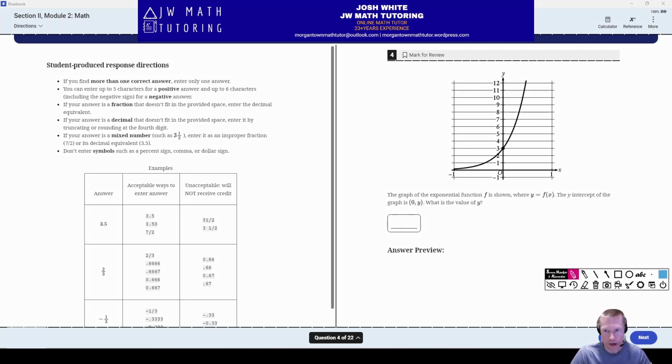Number 4, you have a graph of an exponential function. What is the y-intercept on this graph? Well, it's just this point right here. And the y-coordinate for that is 3. So the correct answer for this is just 3, and we can move on to the next problem.